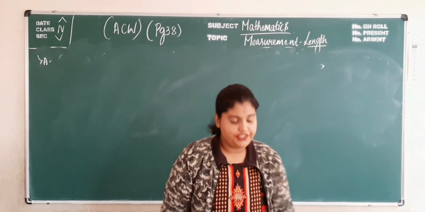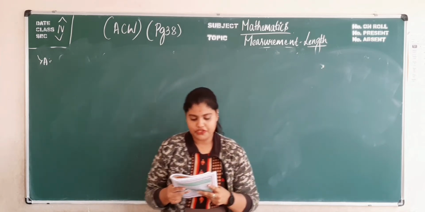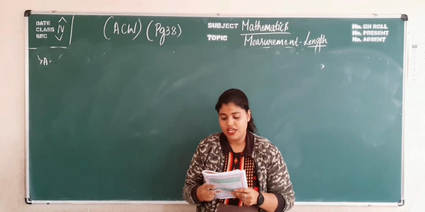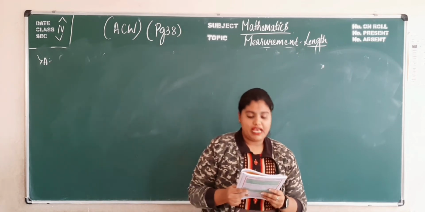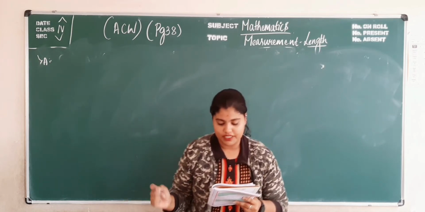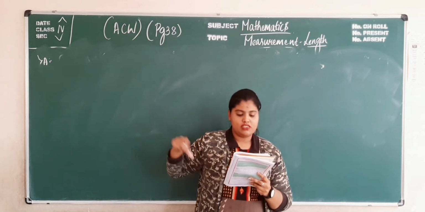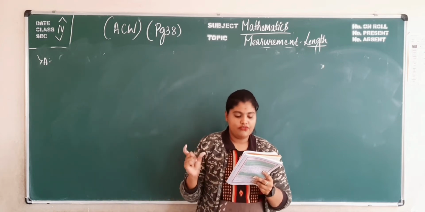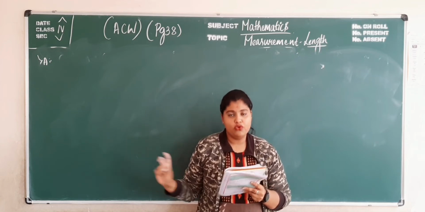Okay, I hope you have written the fifth question. Yes? Okay. I'll read out the question for you. The length of a goods train is 242 meters 60 centimeters. The length of a passenger train is 109 meters 25 centimeters. Which train is more in length, and by how much? So here the first statement is the length of a goods train is 242 meters.